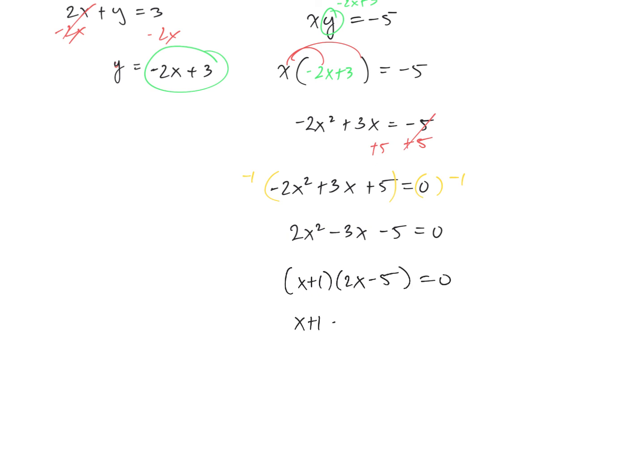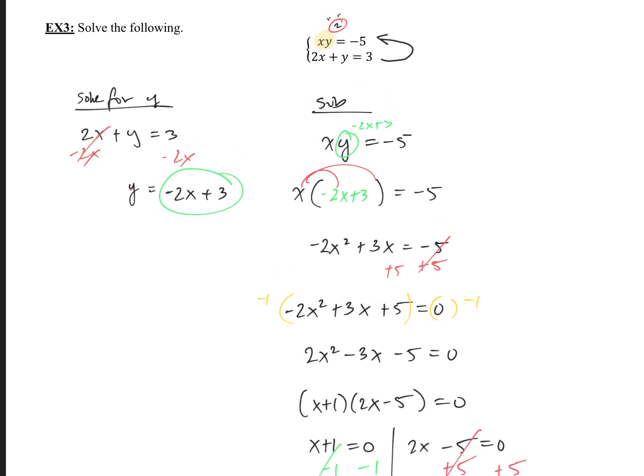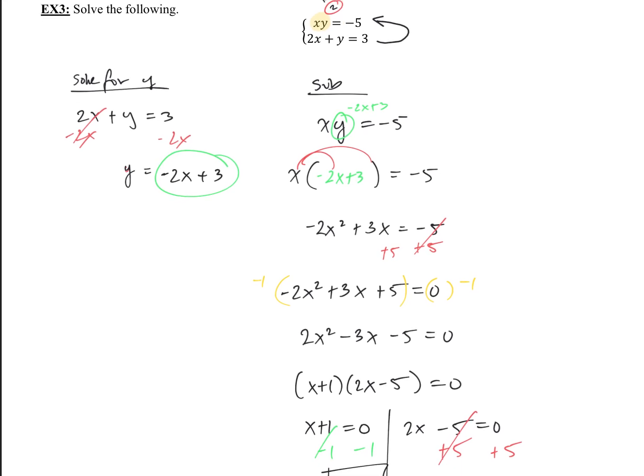Set each factor to 0. Once again, an important step. Please make sure to do this. And then let's solve. So subtract 1, x equals negative 1 is one option. What's the next one? Add 5 to both sides, and then we have 2x equals 5, divide both sides by 2, and we get x equals 5 over 2. Okay, so we had two options, but we only just solved for the x. So let's go ahead and solve for y.